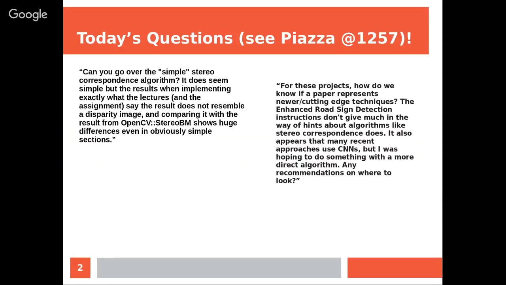And then there was another question that I thought was interesting. It had 2 parts. The first is, how do we know if a paper represents new or cutting-edge techniques? So I've got one fluffy slide where I talk about how I do research and decide if a paper is important. And then I'll also talk a bit about the enhanced roadside detection as an example and try and show a few more interesting papers related to that project. Once we've gone through those 2 things, I'll open the floor up for general questions.